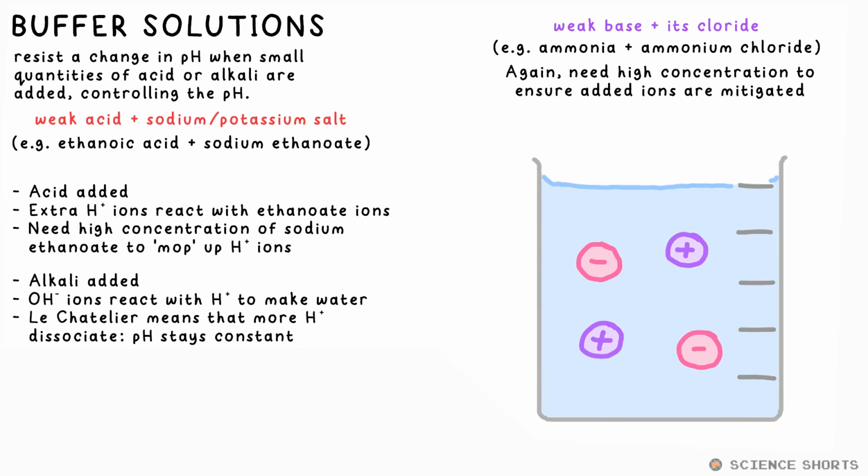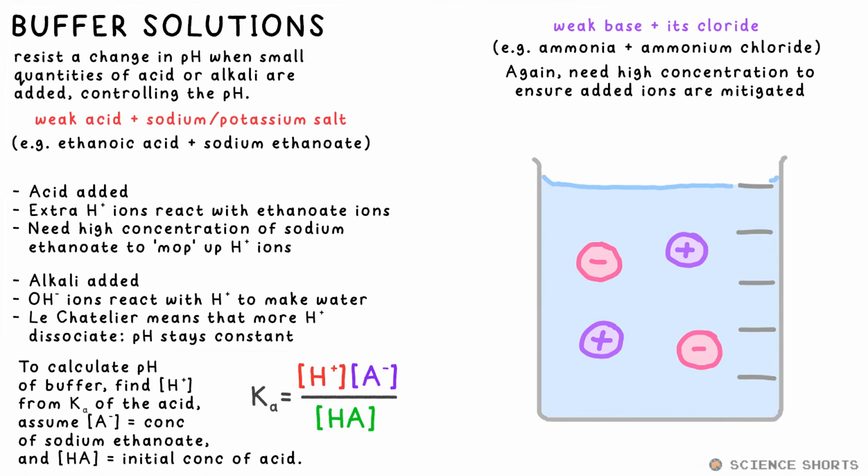If an alkali is added, the OH- ions react with the H+ ions of the acidic buffer solution to make water. This causes the ethanoic acid to dissociate to produce more H+ ions, therefore negating the effect of adding the alkali. Le Chatelier's principle is at play here.